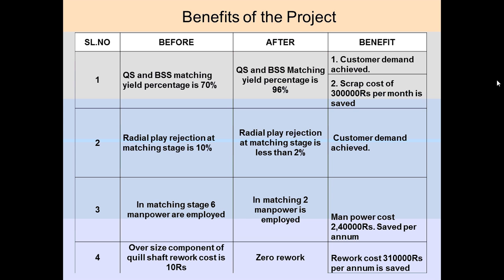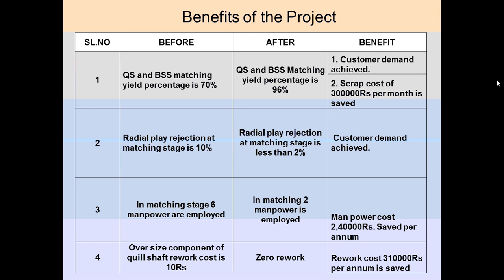scrap cost of 30,000 rupees per month saved, and manpower cost of near about 24,000 rupees saved per month, and for the oversized component quill shaft, rework is no longer needed after improvement. So definitely the rework cost also we are going to save, 3,10,000 rupees per annum. So this was our project.